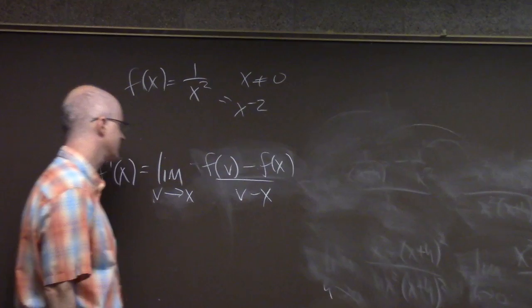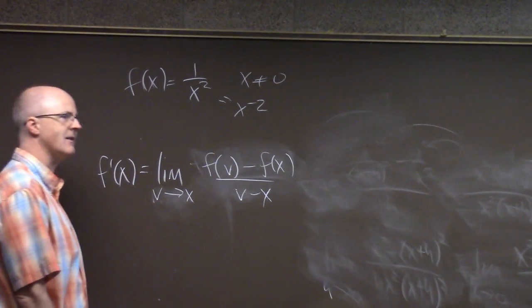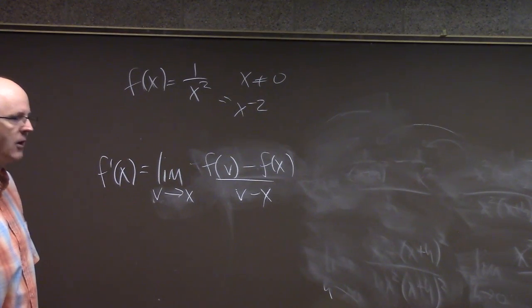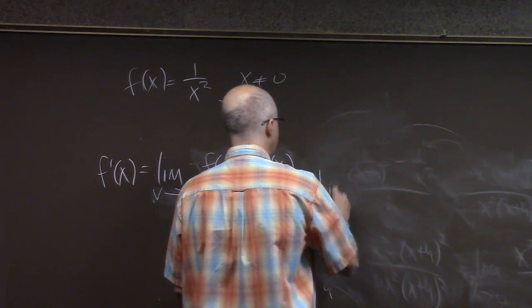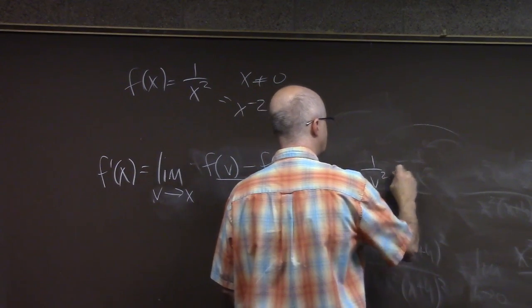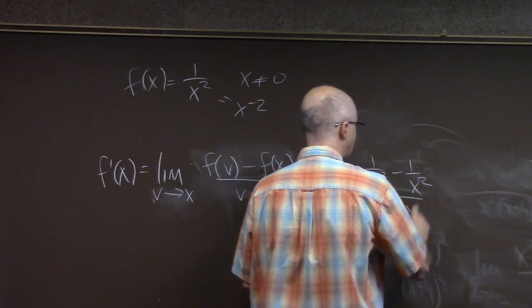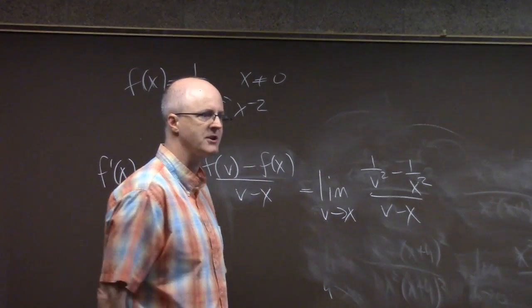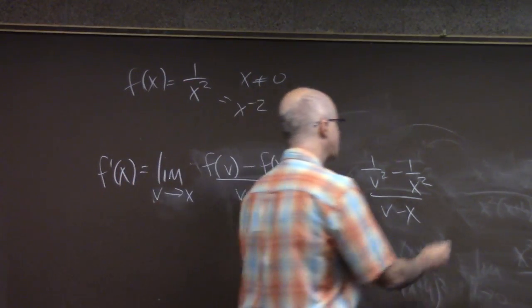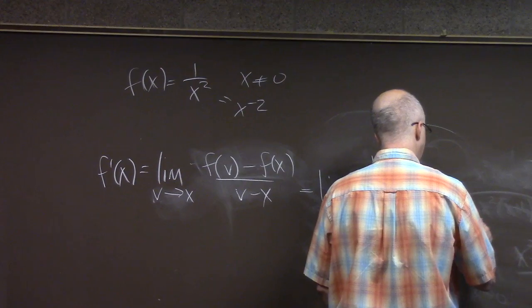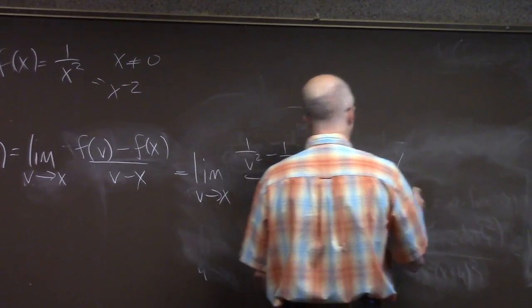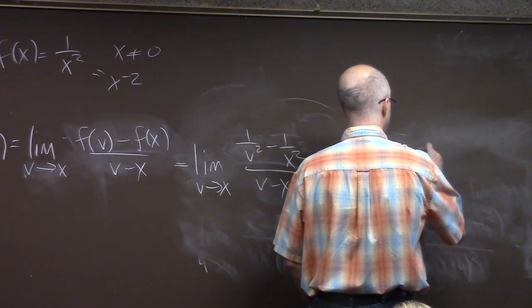Here's the other way the book writes it. It's a little odd to use the letter v perhaps, but this is certainly okay. Let's see what happens with this one. Maybe I'll do this one by actually subtracting the fractions instead of multiplying the top by x squared times v squared and the bottom by x squared times v squared. Let's actually subtract the fractions. I'll bring the v minus x out front as a 1 over v minus x. Now get a common denominator of v squared times x squared.